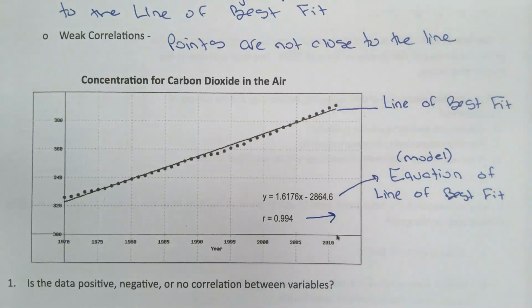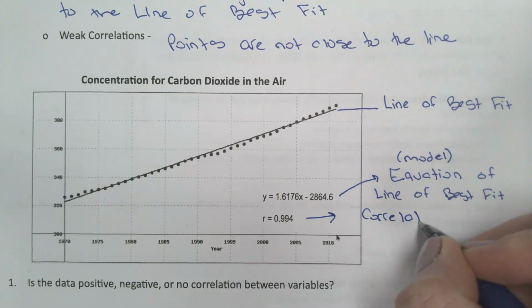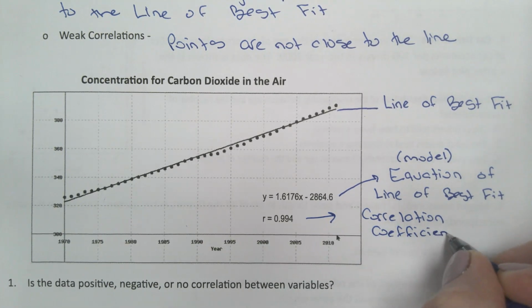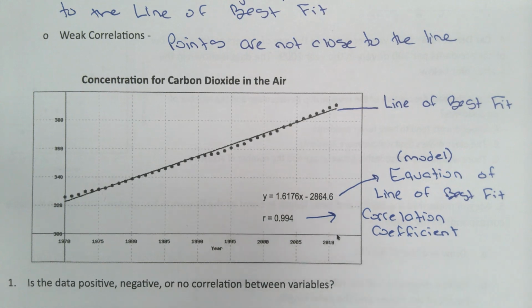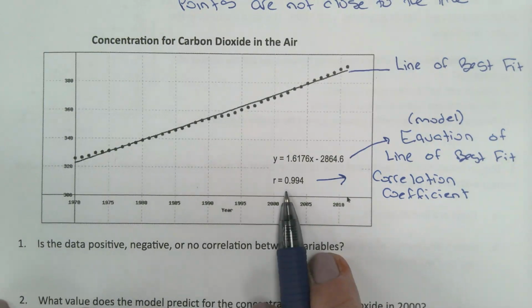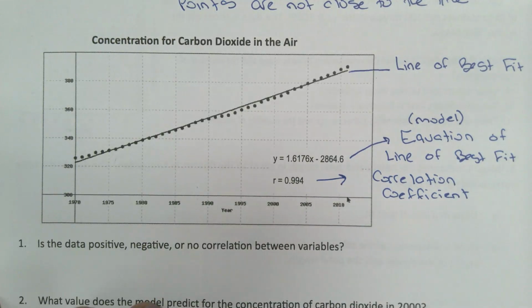This R value right here is what we call the correlation coefficient. Those of you that are going to go on to take a statistics class will certainly talk more about it. They decided that they would use the letter R. Sometimes I've seen it as R squared. It's been a while since I've taken statistics, I can't remember why they chose that. The correlation coefficient judges how close or how far apart the data points are to the line of best fit.